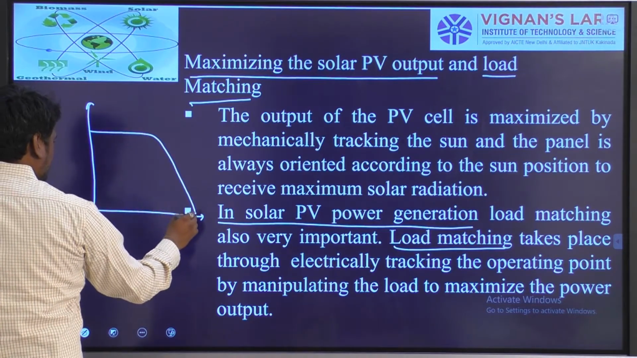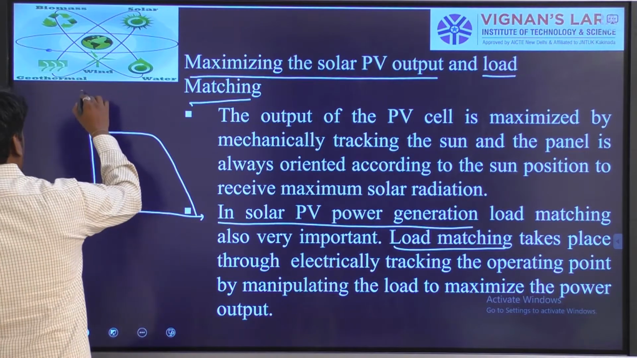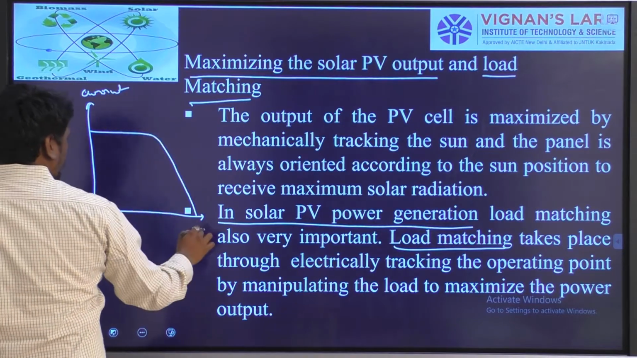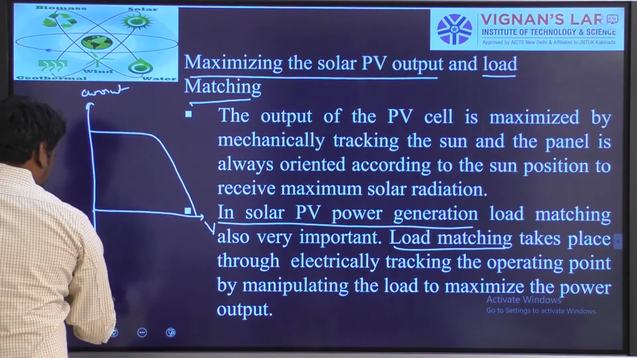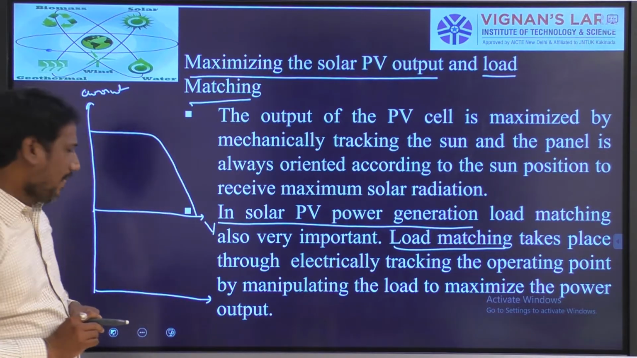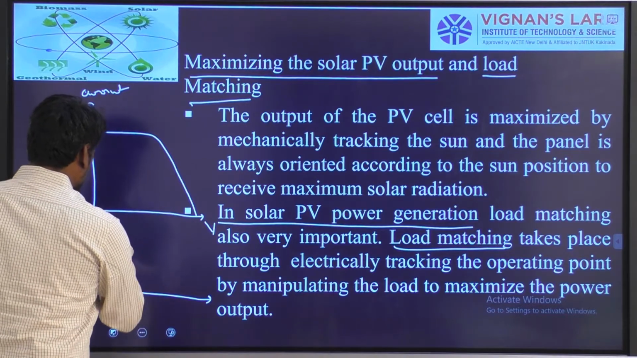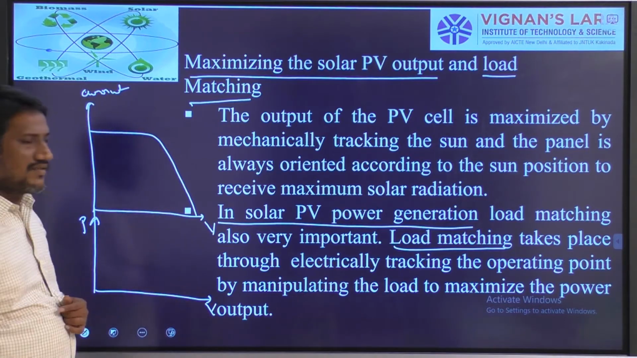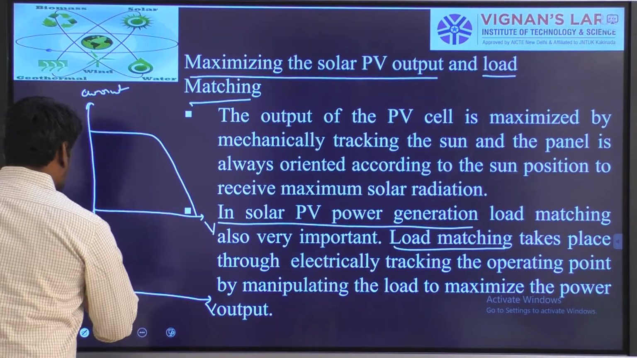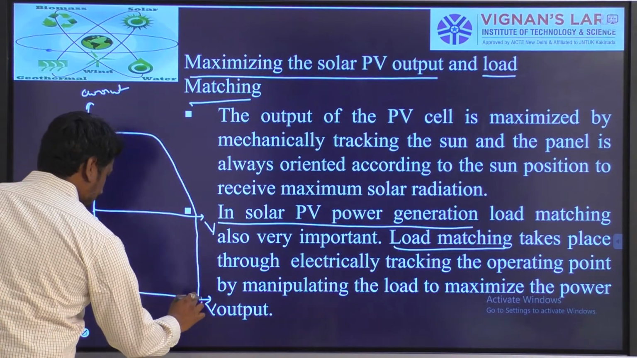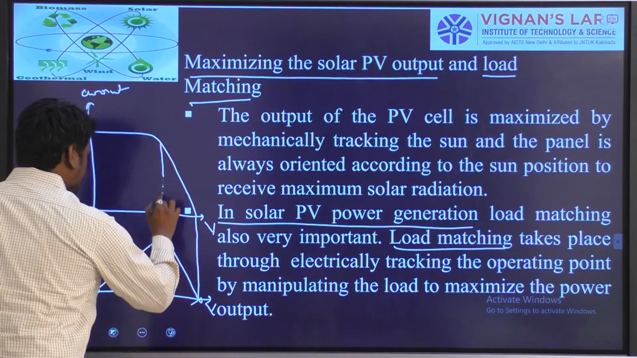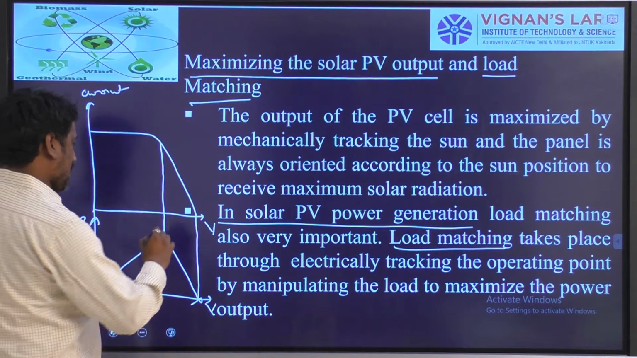These are the IV characteristics of a PV cell. Let us say this is current and this will be the voltage. From this we will draw the characteristics of PV. Now I am drawing the PV characteristics. This will be called the maximum power point.